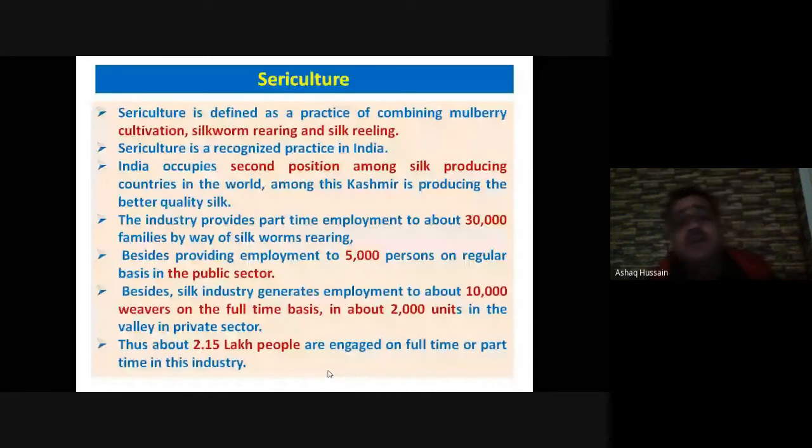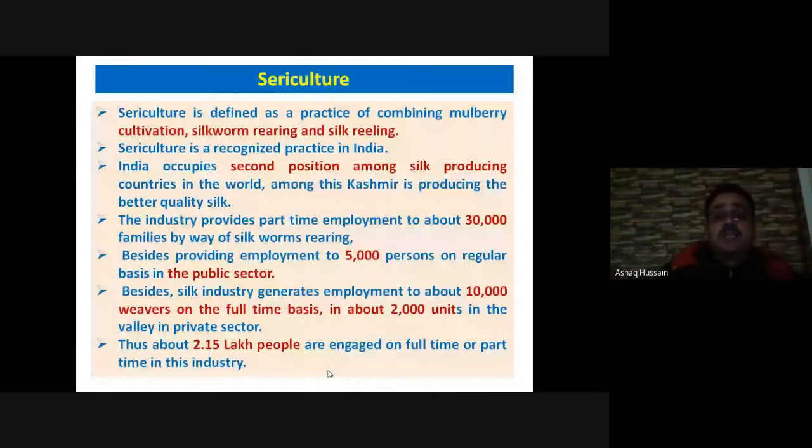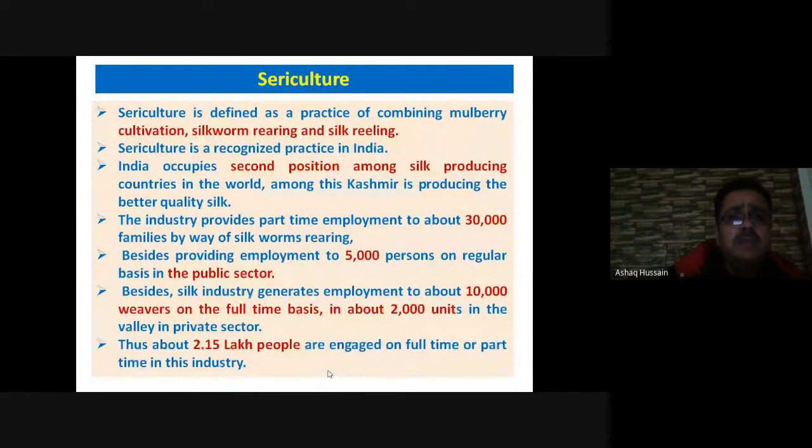Then another very, very important activity is sericulture. Apart from Karnataka, Jammu and Kashmir is also very important with respect to silk rearing and silk production, because we have very good climatic conditions for mulberry production here, and we are rearing the bivoltine type of silkworm.